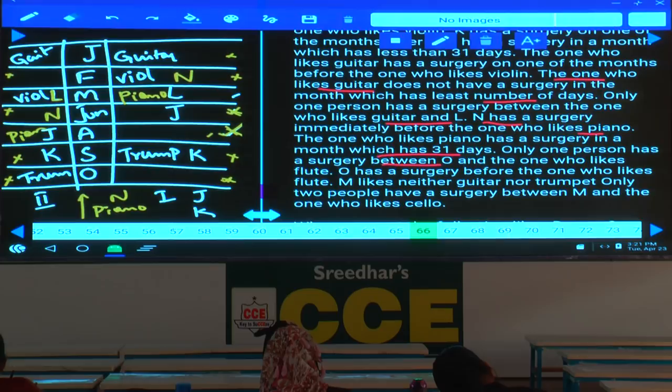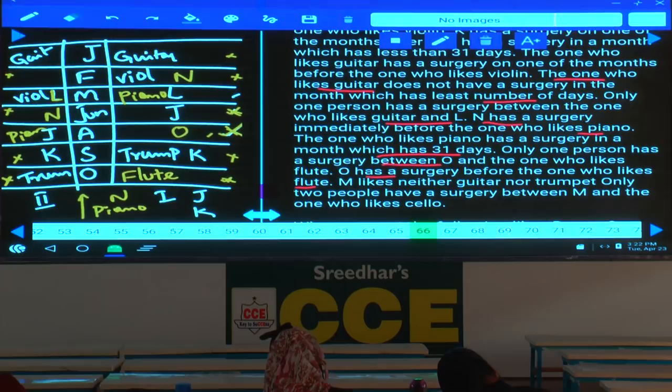O has a surgery before the one who likes flute. Then what is the only possibility we have? O must be at this place, because if O is here, between O and the one who likes flute, there must be exactly one person. And in the second case, O and the one who likes flute.